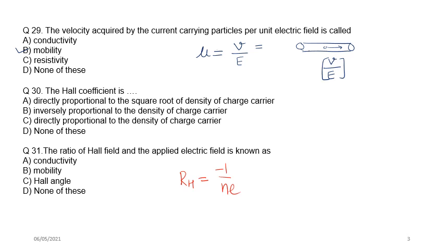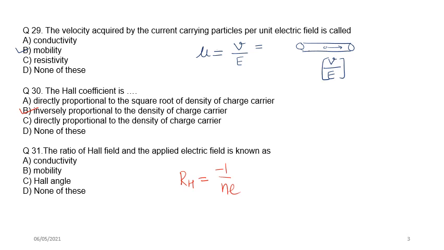Here we can see this Hall coefficient is inversely proportional to N. So it is inversely proportional to the density of charge carriers. So option B is correct. In a conducting material, charge carriers are electrons. In a semiconducting material, charge carriers are electrons and holes. So we can directly get this answer by using this formula. Then let's see the next question.